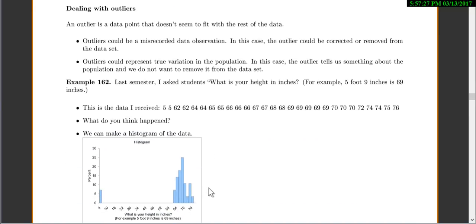But in this example, I asked students once, what is your height in inches? For example, 5'9" was supposed to be 69 inches. And this is the data I received, 5, 62, 62, up to 76. So here's our nice little histogram. Here are the little people down at 5 inches, and then all the rest of the normal people. So what do you think actually happened here?